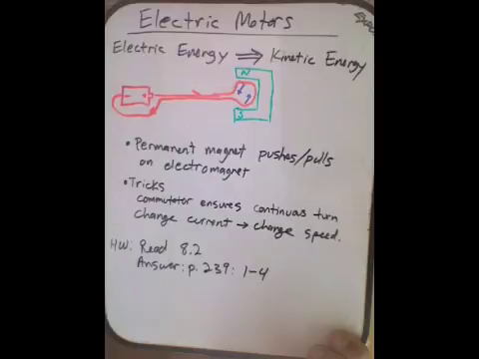Another important trick in using an electric motor is controlling the speed of the motor and the direction. And the way we do that is by just changing the direction and the strength of the electric current.